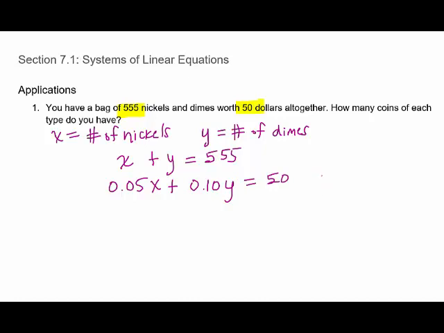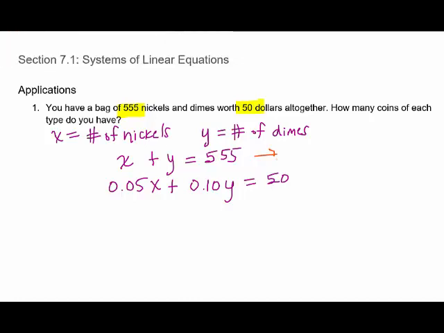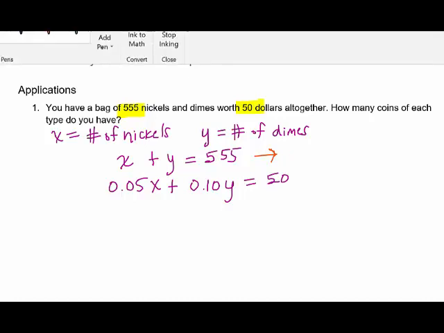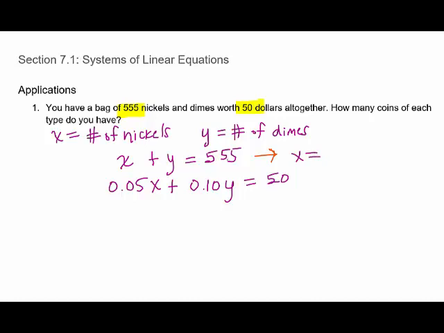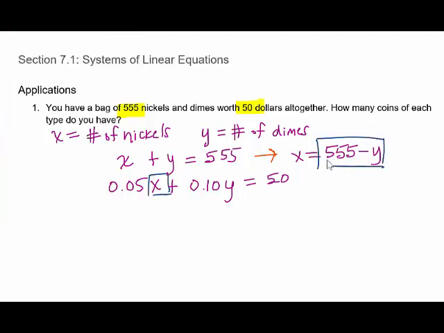Now we have to decide how we want to solve this system. And so I will use substitution to solve the system. And so the first thing that we need to do is isolate a variable, either x or y. And in the first equation, it's pretty easy to do so. So I'll isolate x by moving y to the other side, subtract y from each side, and we get x equals 555 minus y.